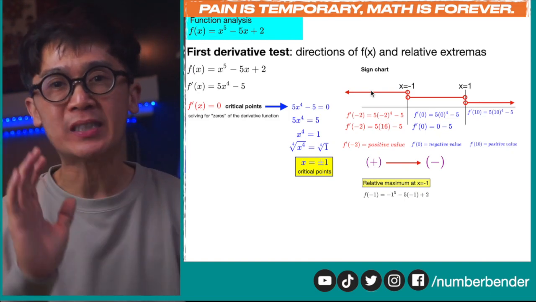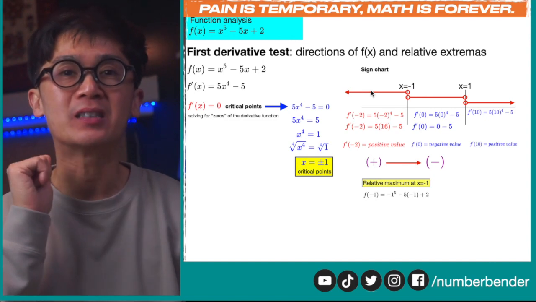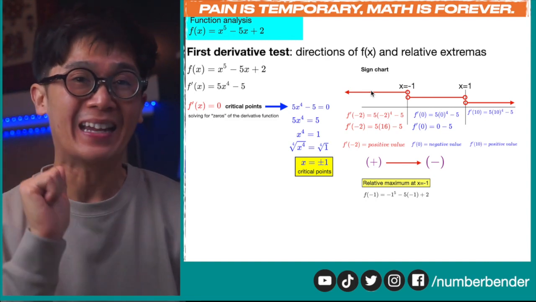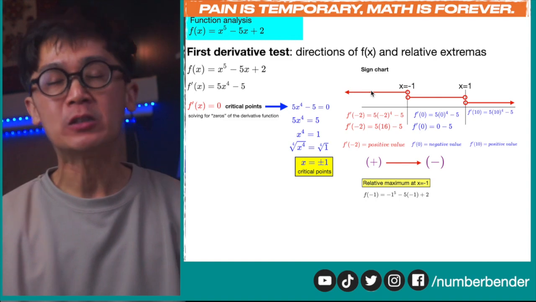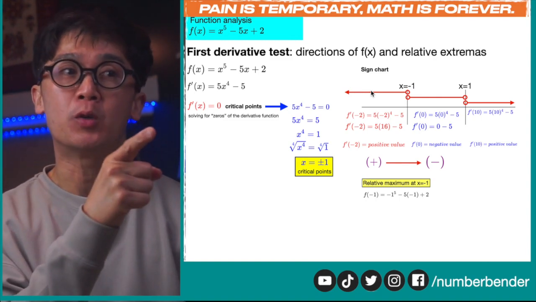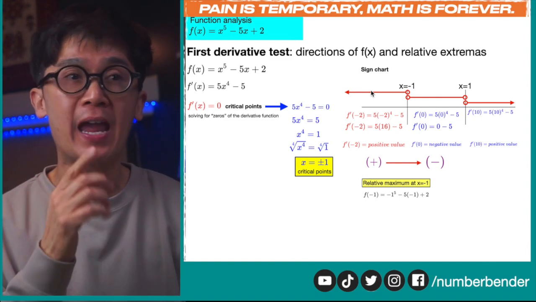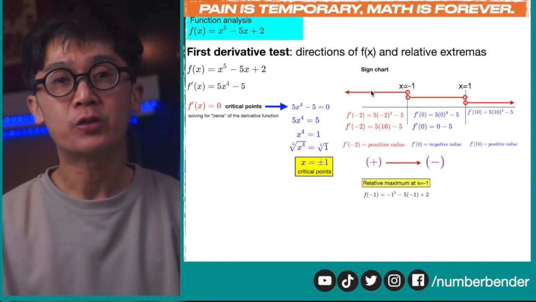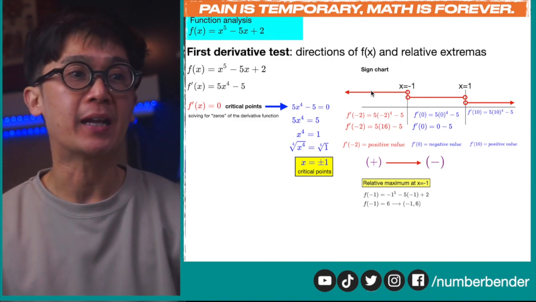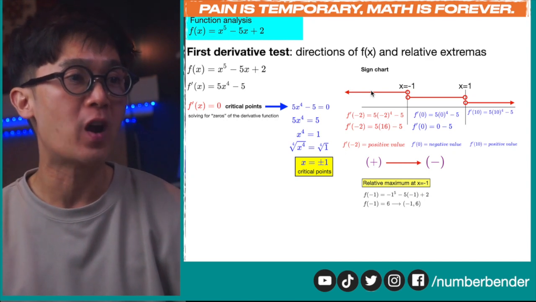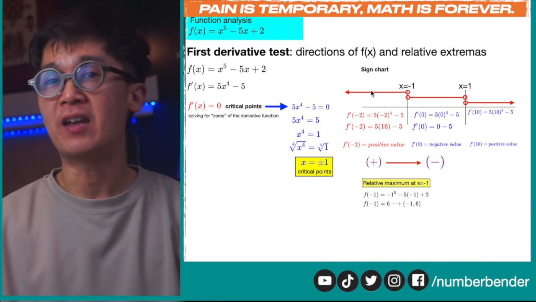And if you want to see the actual value of your relative extrema or the point that it represents, all you have to do is to plug in the value of that critical number, which is -1, to our original function, x to the fifth minus 5x plus 2, so that you will find that particular vertex. And this vertex is at (-1, 6), and that is our relative maximum.